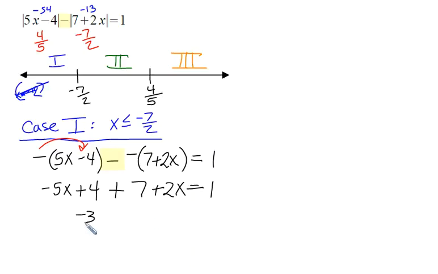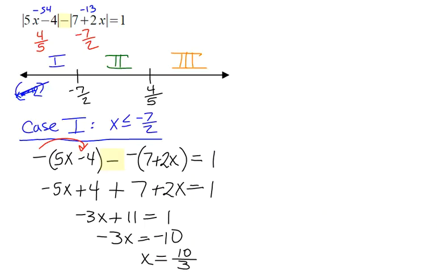Combine our like terms. Negative 3x takes care of the x's. Plus 11 is equal to 1. So a negative 3x is going to be equal to a negative 10. Or ultimately, this is going to mean that x is equal to 10/3. Please leave things simplified, ideally as an improper fraction.